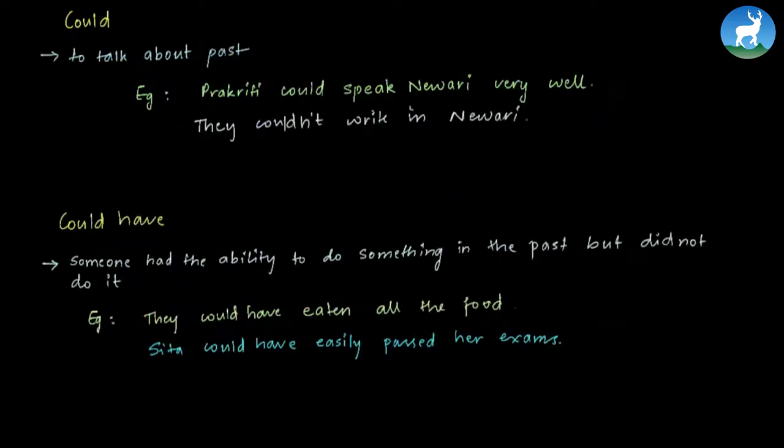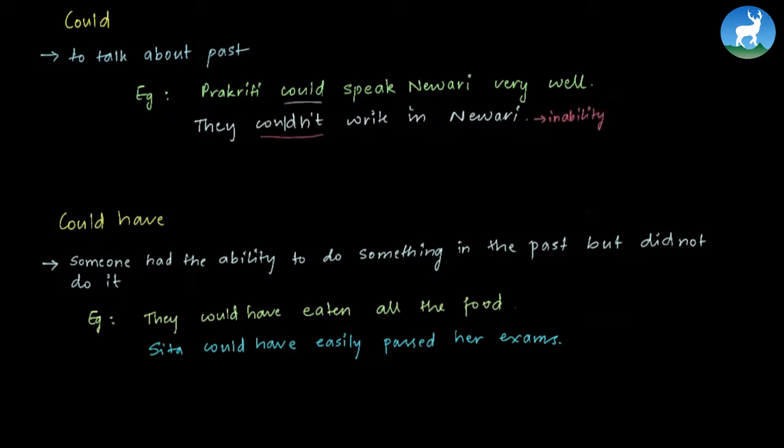Could is used to talk about the ability in the past. So here, Prakriti could speak Newari very well. She could speak Newari very well in the past. So we've used could. They couldn't write in Newari. They couldn't write in Newari in the past. So we're using couldn't. This is inability.